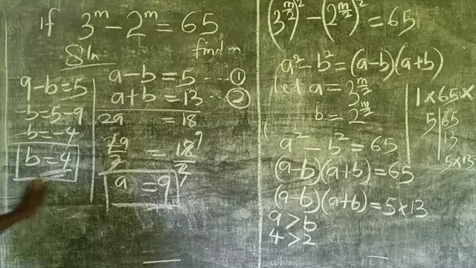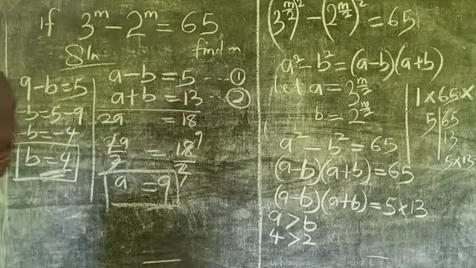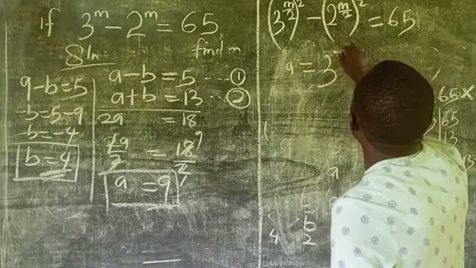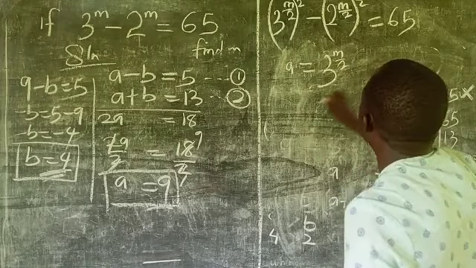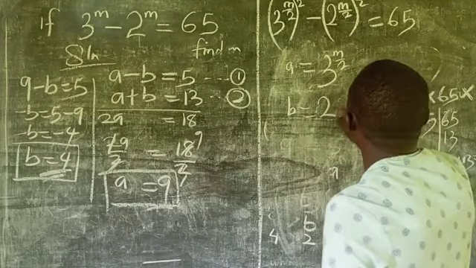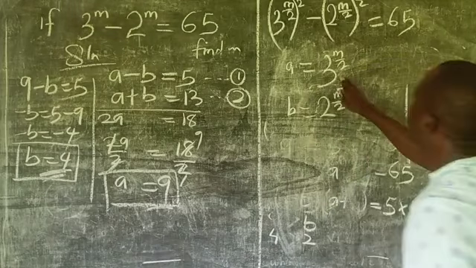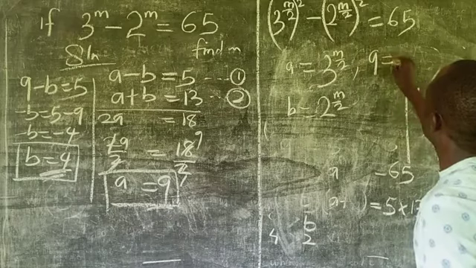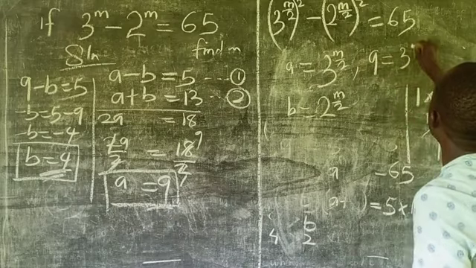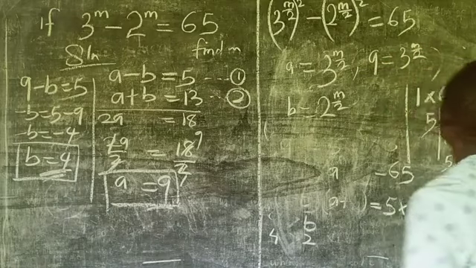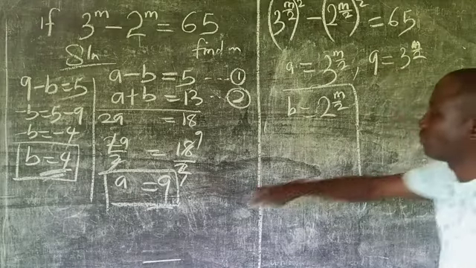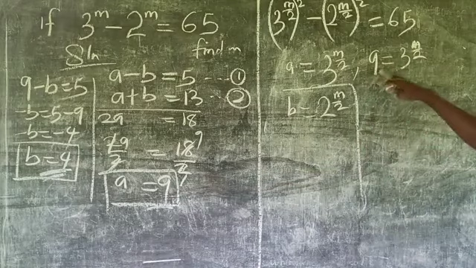But don't forget, we're not looking for A and B, we're looking for n. And previously we have said let A equal 3 raised to power n over 2, and B equals 2 raised to power n over 2. So in place of A, put 9. It will be 9 equals 3 raised to power n all over 2. In place of A, like we said, we put 9, which equals 3 raised to power n over 2.